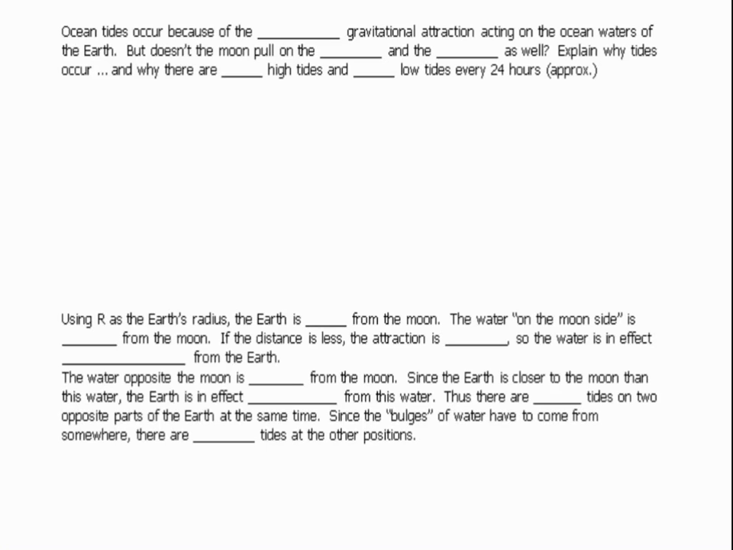So here are some applications of gravity. Ocean tides occur because of the moon's gravitational attraction acting on the ocean waters of the Earth. But doesn't the moon pull on the Earth and the water as well? Explain why tides occur and why there are 2 high tides and 2 low tides every 24 hours, or approximately.